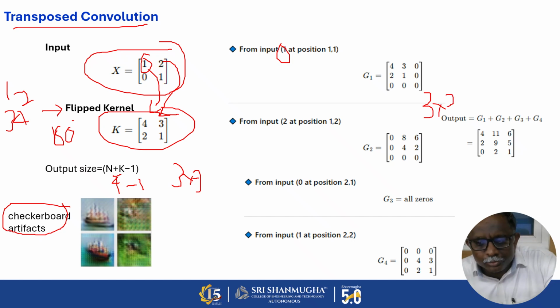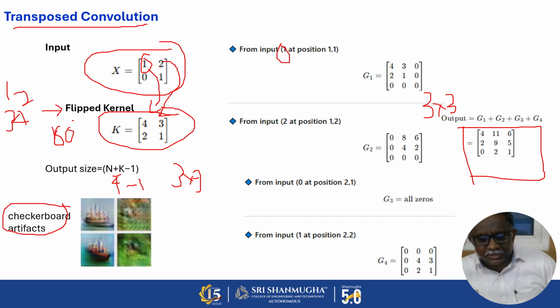Then you have to add all the matrices that we have got from the respective positions, and we will have this output. That's why the output size is 3 cross 3 here. When you do this operation, we get checkerboard artifacts. This is an example of that kind of scenario, and that is a disadvantage of transposed convolution.